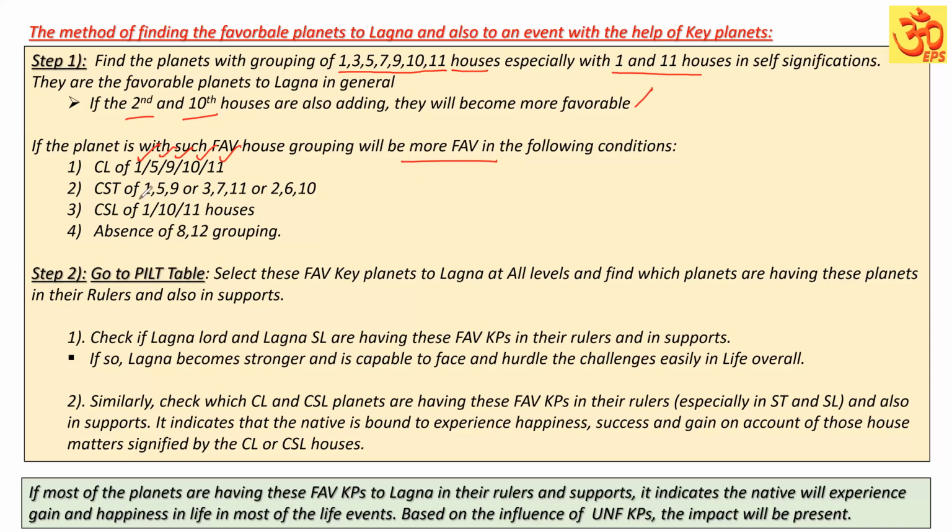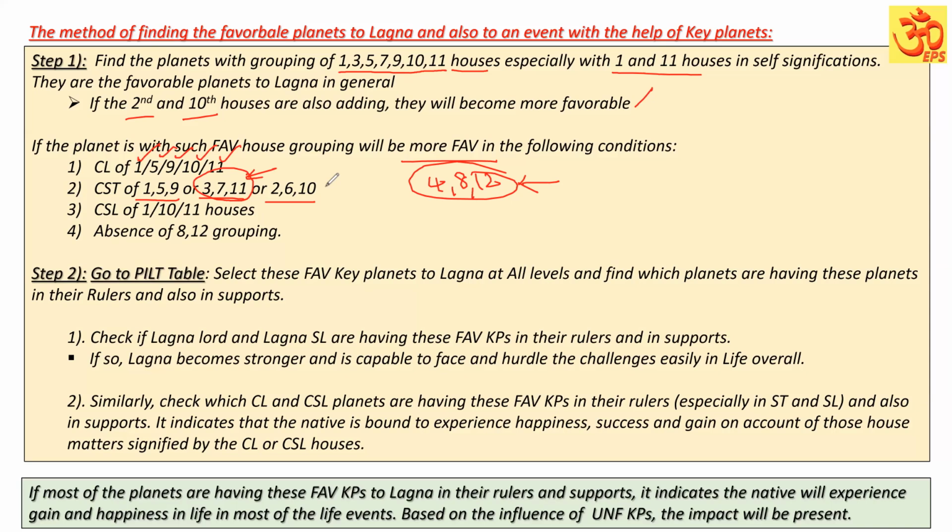And cuspal star lord for 1, 5, 9 or 3, 7, 11 or 2, 6, 10 trigons. Because on the unfavorable side, I was telling about the 4, 8, 12 trigons, because these are all moksha trigons, right? So these come under the unfavorable, non-supportive to the Lagna. Other than these trigons, all the trigons are going to be favorable to the Lagna. Especially these 3, 7, 11 are in general favorable to the Lagna for all activities. For personal life also, for professional life also, the 3, 7, 11 trigons are very good.